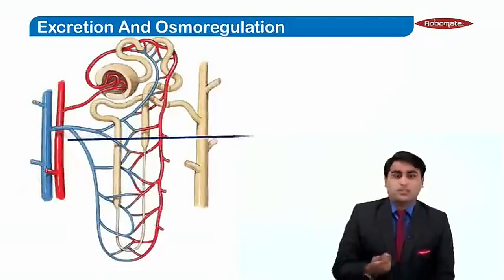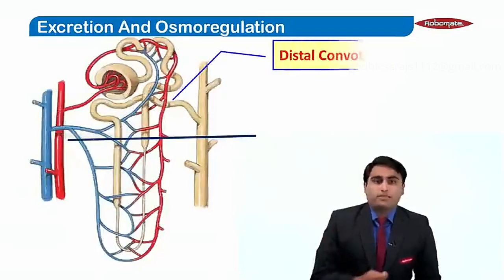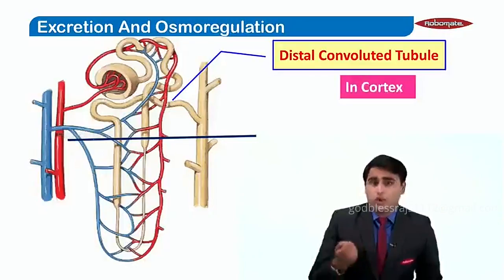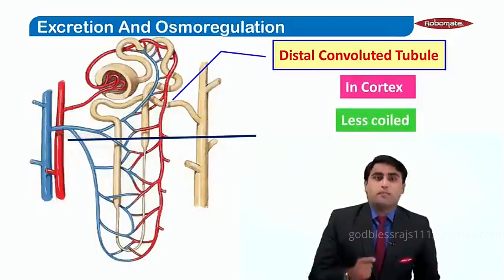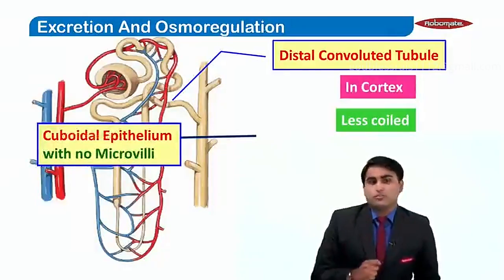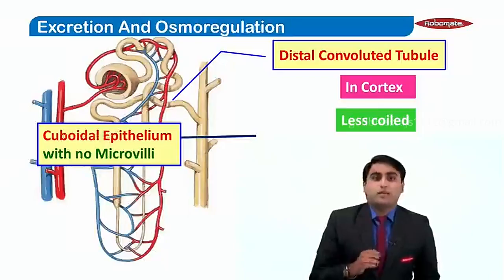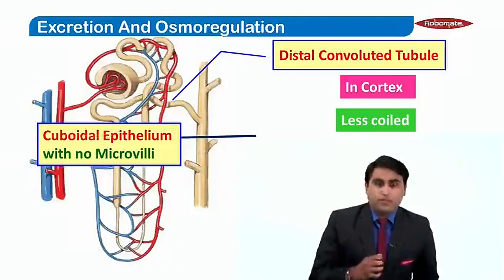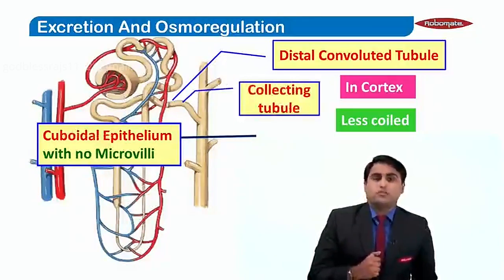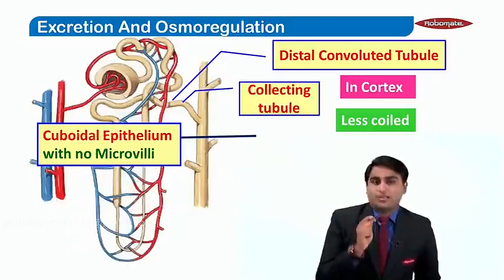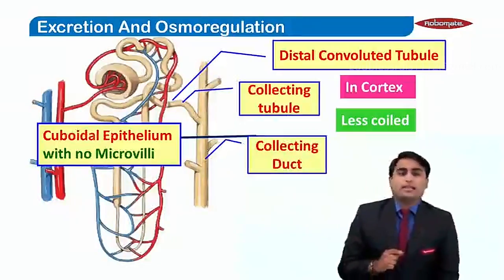Now let's see the last or distal part of the nephron, that is the distal convoluted tubule. The distal convoluted tubule is also present in the cortex. It is less coiled compared to the proximal convoluted tubule, and it has cuboidal epithelium but with no microvilli, and very few or even no mitochondria, because there is nothing to absorb here. The distal convoluted tubule continues as a collecting tubule which opens into the collecting duct.